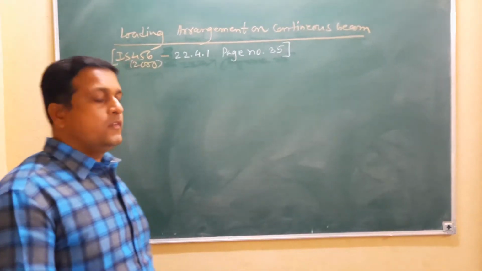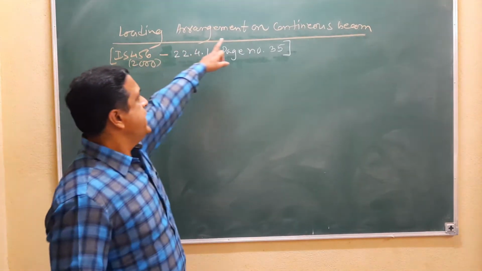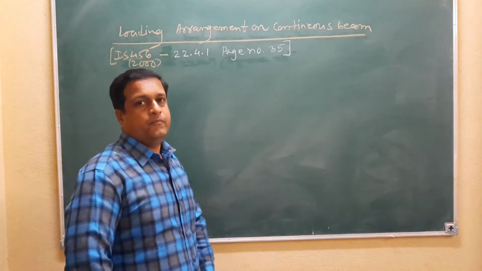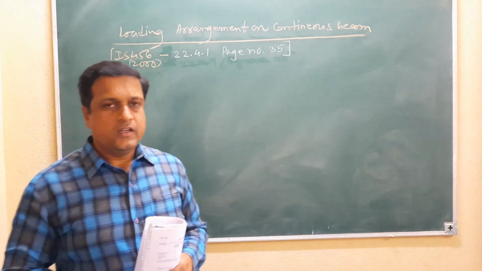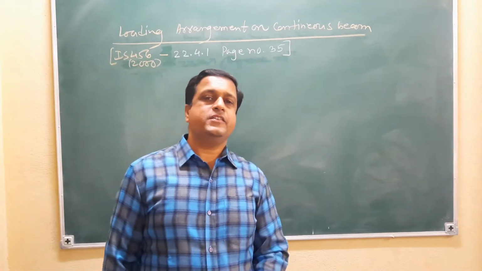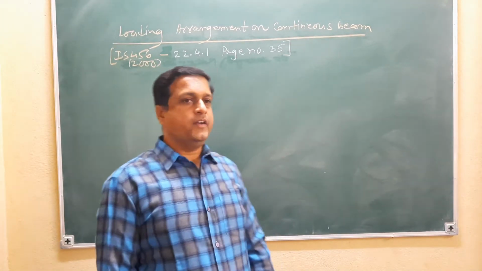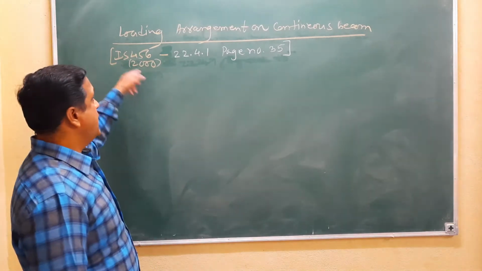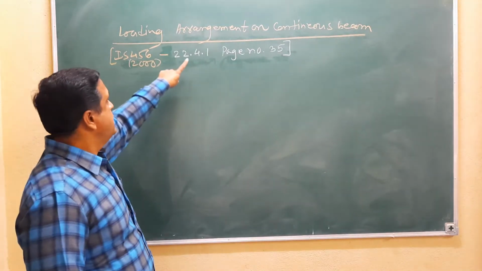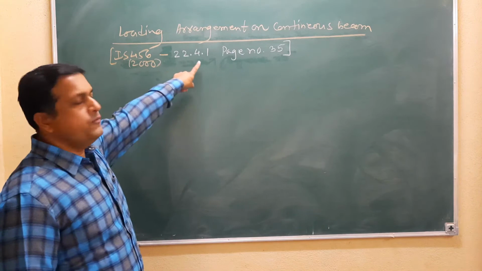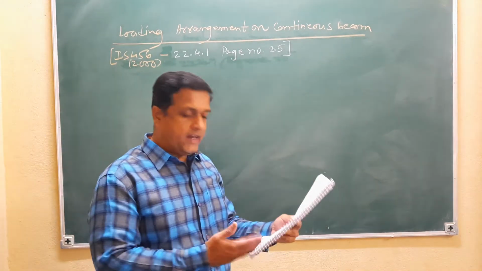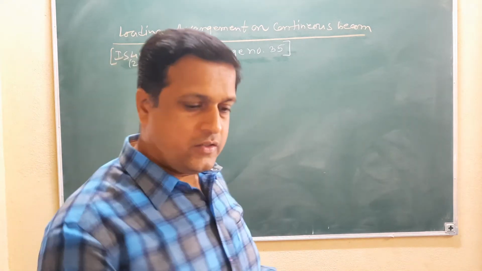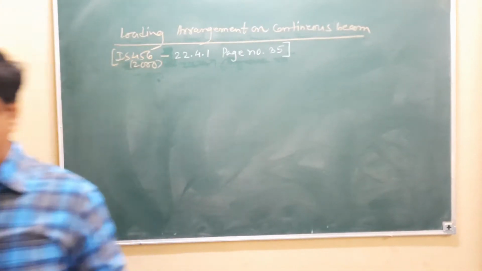Now, what is the loading arrangement on a continuous beam that we could get the maximum support moment and maximum span moment? As per the IS 456-2000 version, clause number 22.4.1, available on page number 35. I have that clause. What exactly is the clause?